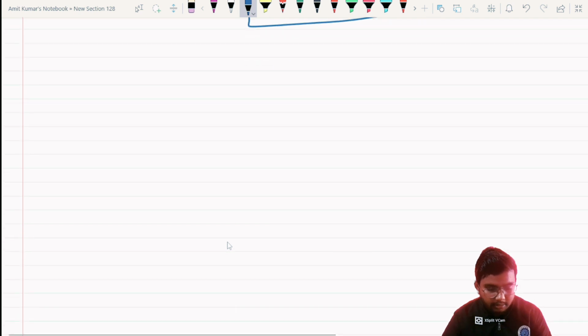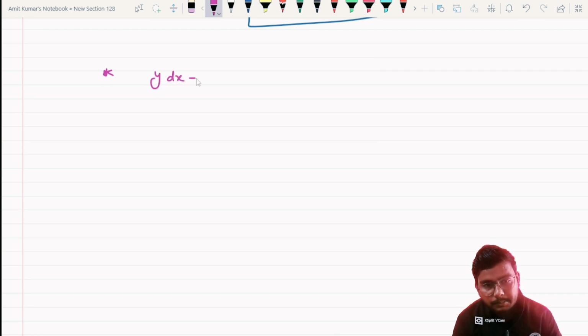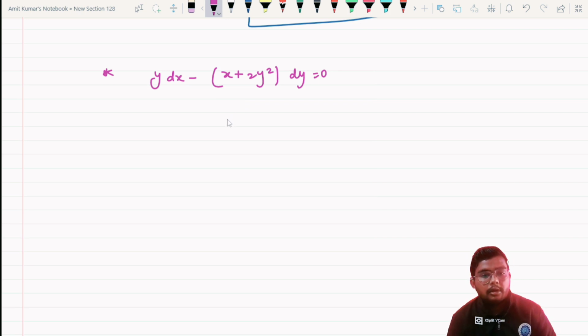Okay, so let's suppose we have been given one more problem: y dx minus (x plus 2y squared) dy equal to 0. Now how can we solve this one? We can solve like this. Try to understand.